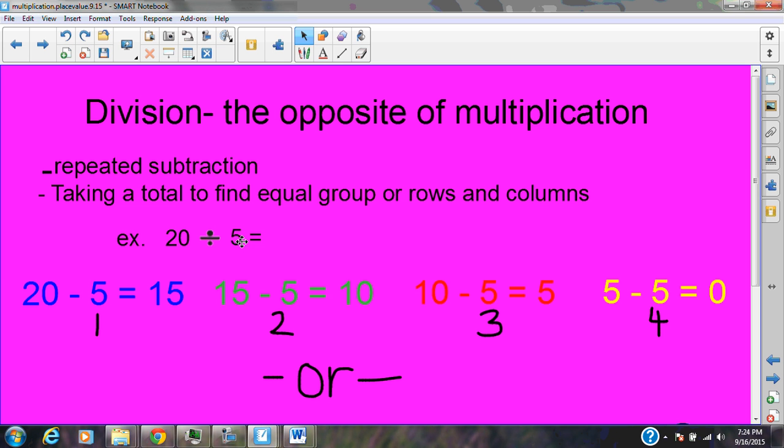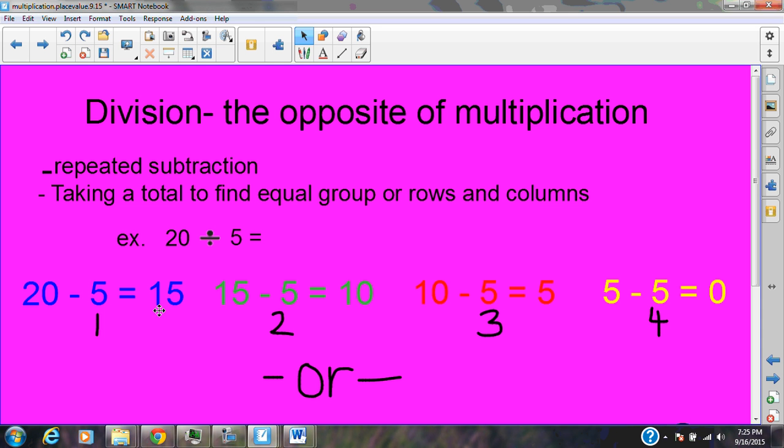If I try repeated subtraction, that means I have to take 20 and keep subtracting 5 until I don't have any more. So I have 20 minus 5 equals 15. 15 minus 5 equals 10. 10 minus 5 equals 5. And 5 minus 5 equals 0.